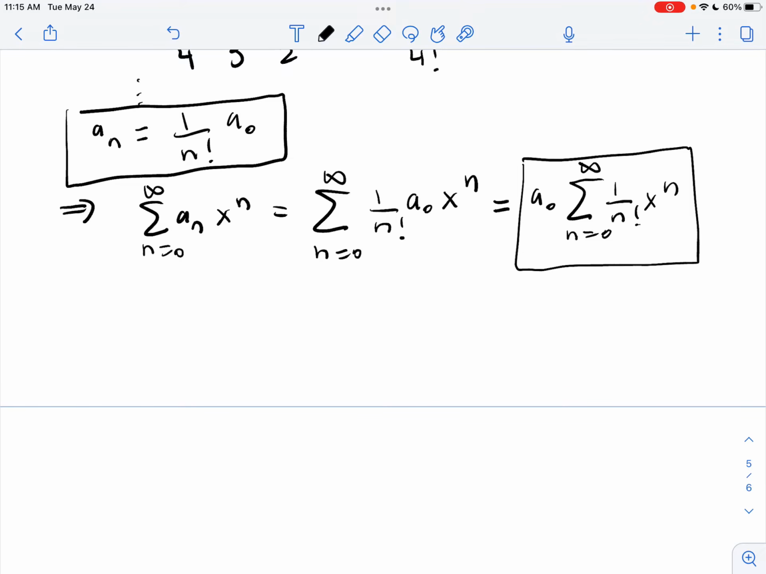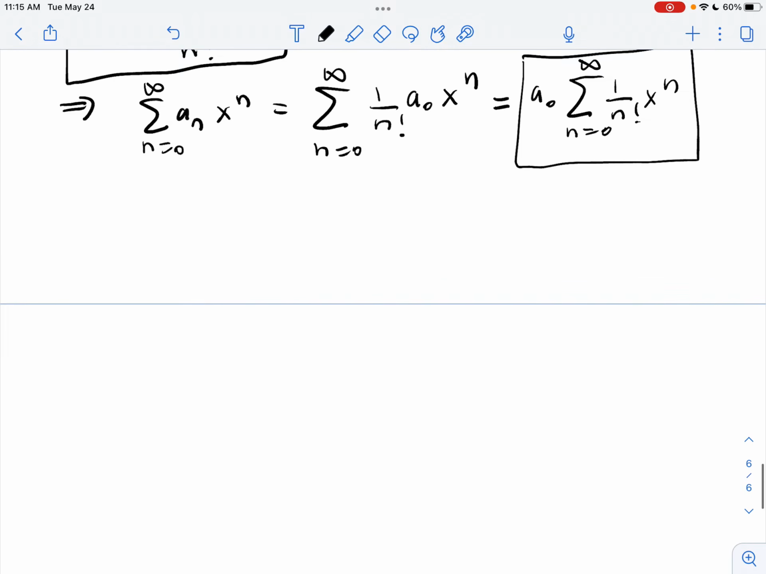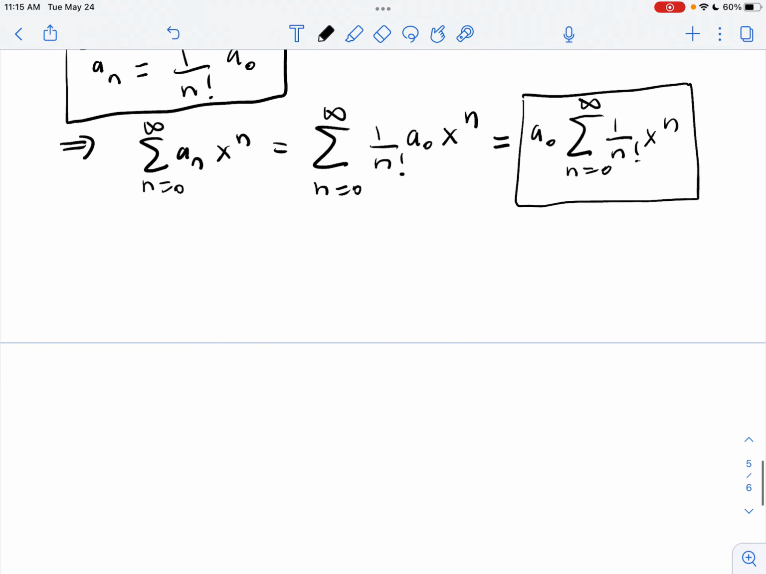What is so nice about power series is how easy they are to differentiate. So our next topic of review here is going to be differentiation of power series.